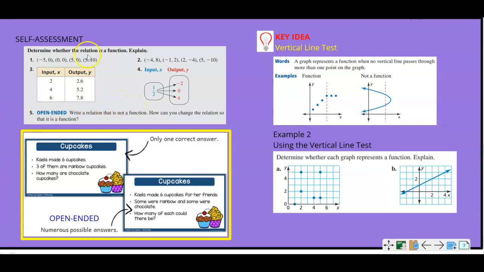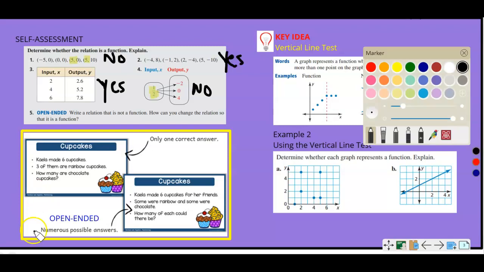Once you take a second to answer these 5 questions, then come back and we will answer them together. All right, if you took a minute to look at these, hopefully for number 1, you put not a function or no. Determine whether the relation is a function. No, this one is not. Explain. It has 2 5s for input values, so the x's repeat, so it's not a function.